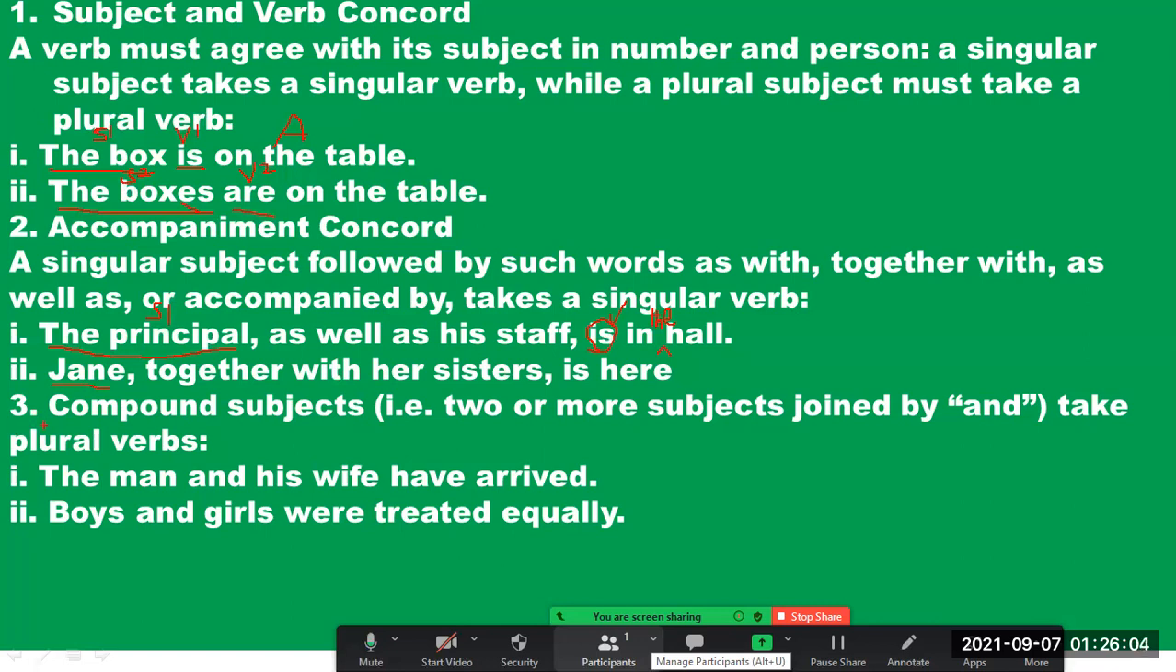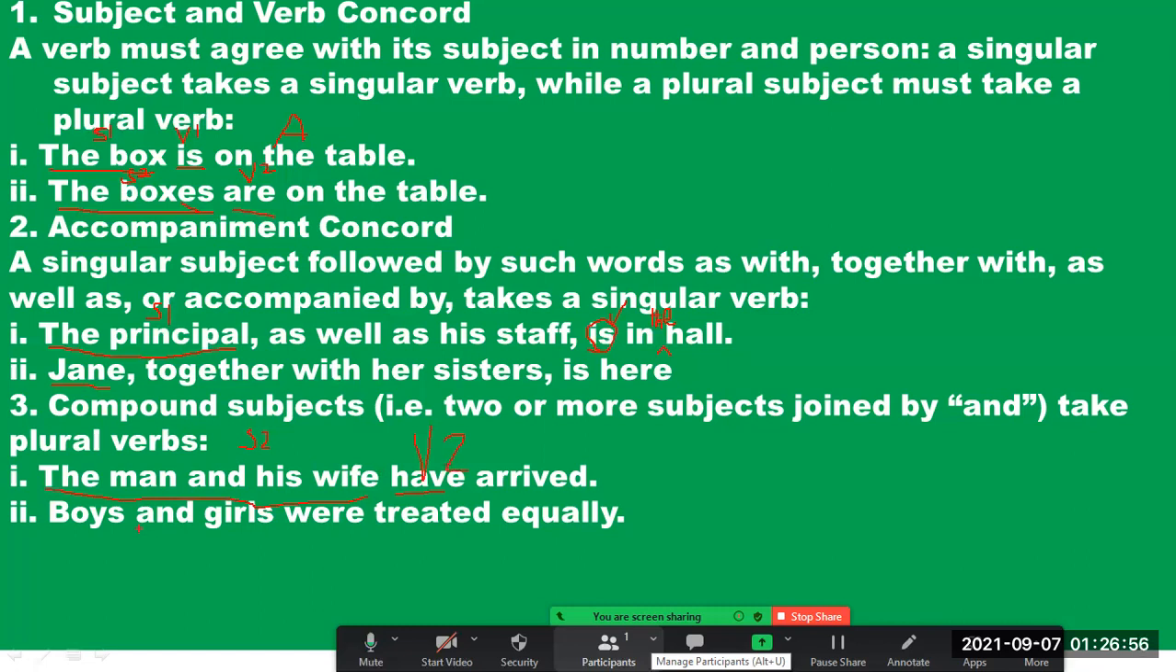Rule number three, compound subjects, that is two or more subjects joined by and, take plural verbs. For example, the man and his wife have arrived. So you see that this is a compound subject, the man and his wife. It's just like the first example I gave, Obi and Okeke are friends, because that is a compound subject. It takes a plural verb. So here, this is S2, all right? And then have is V2. Plural subjects, plural verb, all right?